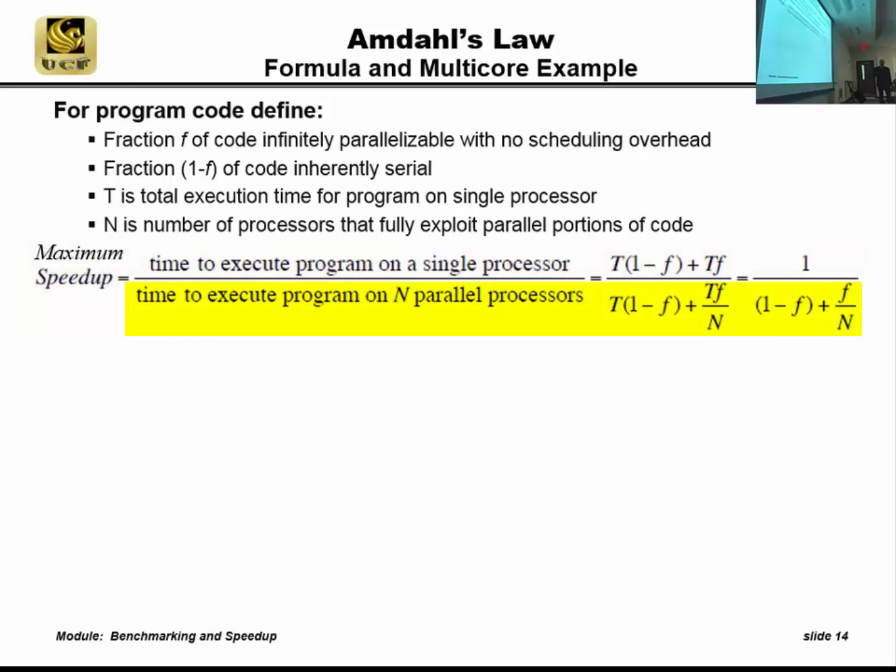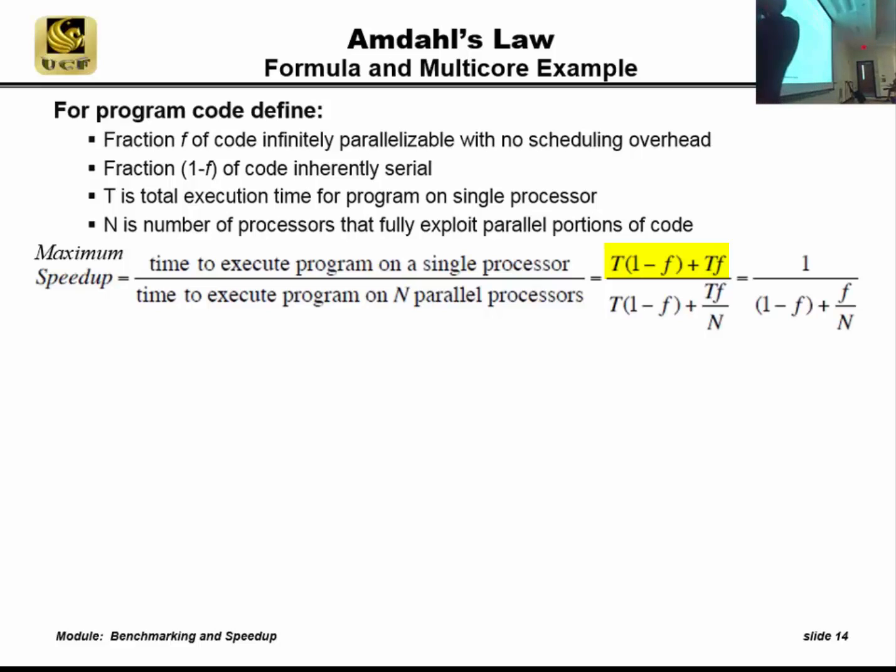Speed up was defined to be the time, if we're going to use multiple cores, this is the old time without enhancement, and this is when we're executing on n parallel processors, which means n cores. That's the new time. The new time is when we have the multi-core version versus the unicore version. So that running time, let's just call it T, is some quantity of seconds. I don't know how many seconds, but we'll just give it a variable T.